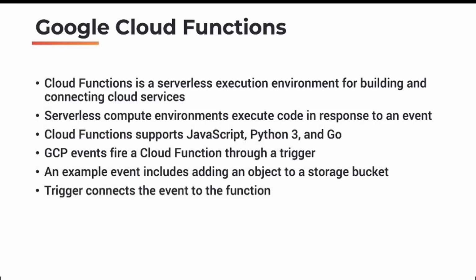So serverless compute environments execute code in response to an event. Again, it's event based. When a certain event happens, you go out and fire up the Lambda services. With Cloud Functions, you can write the code in JavaScript, Java, Python, and Go, and any other language also. GCP events fire a Cloud Function through a trigger. So when you write a Lambda function and you observe something happen, you can hook up a trigger. You may want another Lambda function to fire off. That is where the triggers come to your rescue.